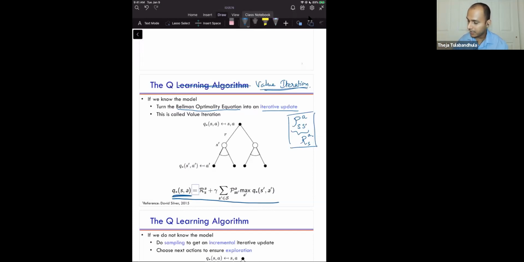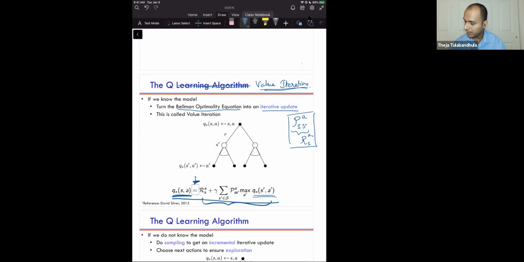So what's the iterative update? Since we have the Bellman optimality equation, what we're going to do is change this equality to an assignment, where we start with some initial values, some random numbers, and keep computing the left-hand side.